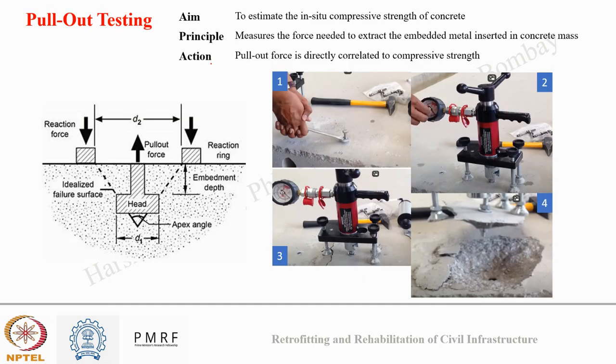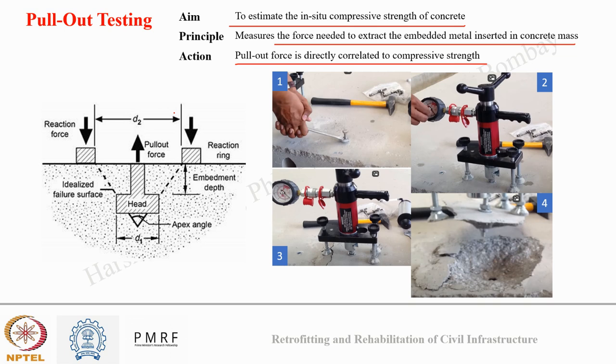Okay, so first is pull-out testing. The aim of this test is to estimate the in situ compressive strength of the concrete, and it is based on the principle that the force needed to extract the embedded metal inserted in the concrete is directly proportional to the compressive strength of the concrete. So by measuring the pull-out force, we are correlating it with the compressive strength and commenting on the strength of the infrastructure. Okay, so how is this test carried out?